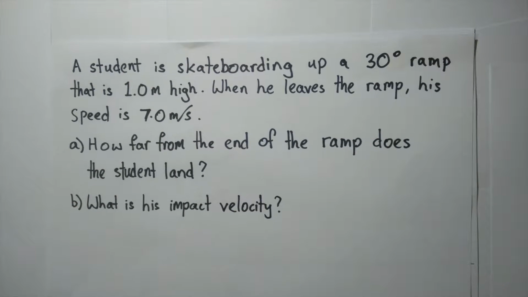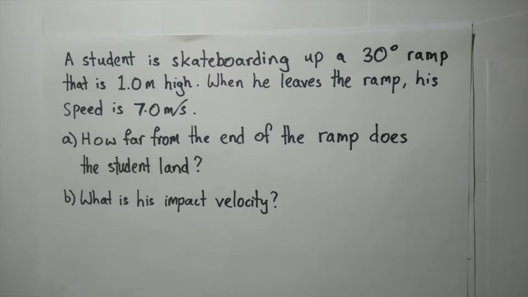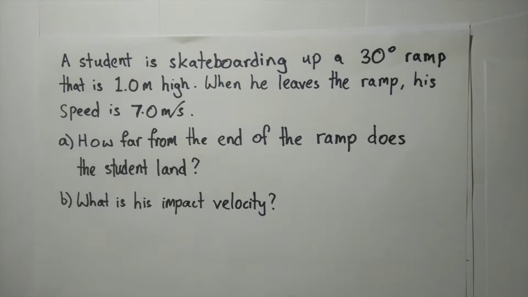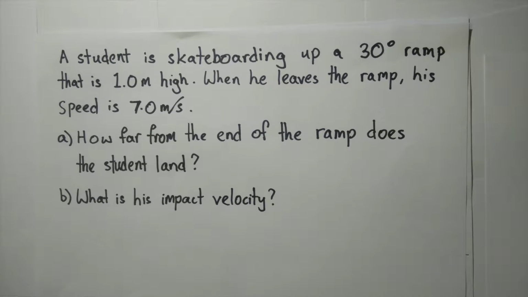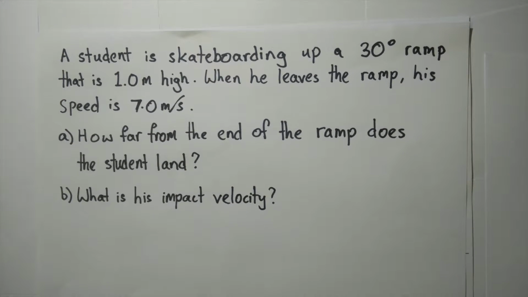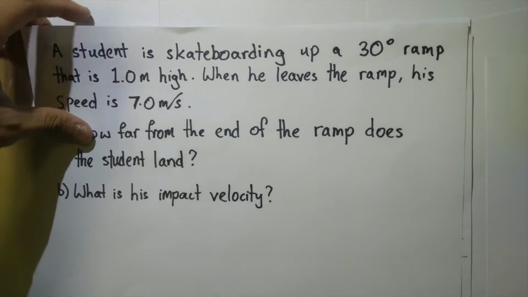A student is skateboarding up a 30-degree ramp that is 1 meter high. When he leaves the ramp, his speed is 7 meters per second. So question 1: How far from the end of the ramp does the student land? Second question: What is the impact velocity?